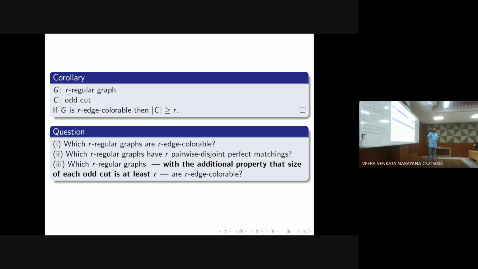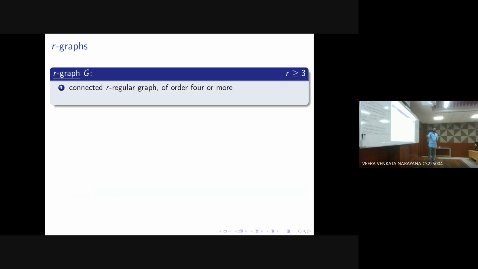So it turns out these graphs are well studied, and clearly these graphs are R graphs. This is the definition of R graph. So we say a graph is an R graph if it is connected, r-regular, on at least 4 vertices. Order means number of vertices. And more importantly, size of each odd cut is at least r. So in the rest of the talk, we are going to discuss R graphs. So this is the definition of R graph.